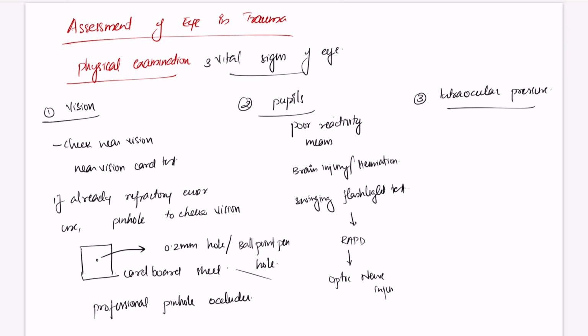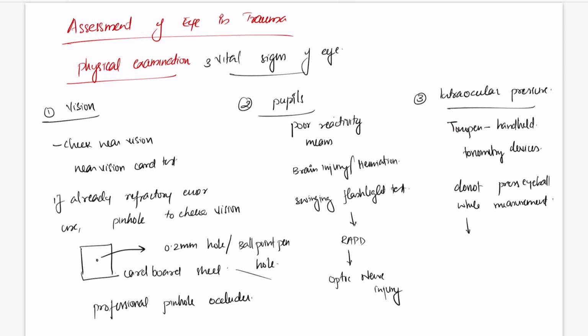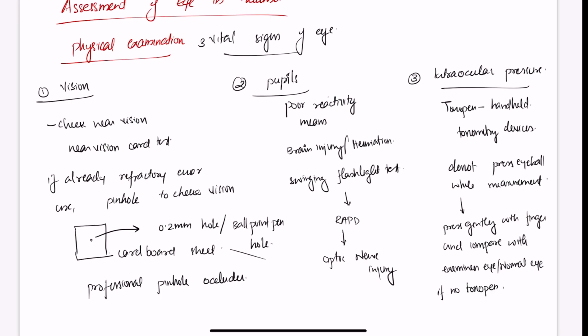For intraocular pressure, we should use a Tono-Pen. Handheld tonometry devices we can use. Do not press the eyeball too much, as it will change the value. If there is no Tono-Pen, press gently with the fingers and compare it to the examiner's eye or the normal eye of the patient. In open globe injury, we should be careful about examination. We should not check the IOP for that.